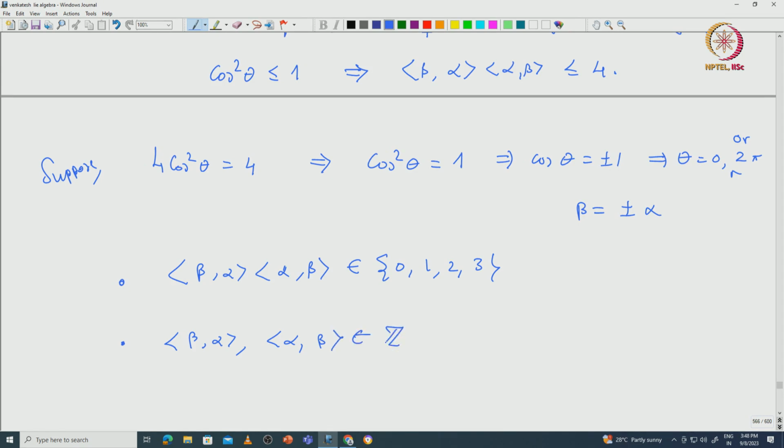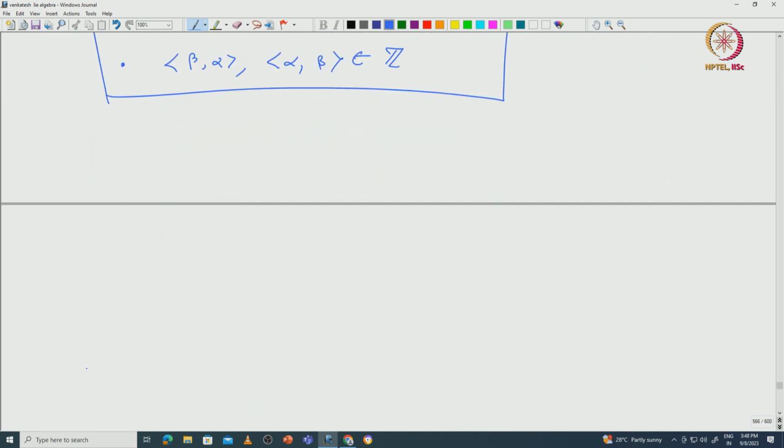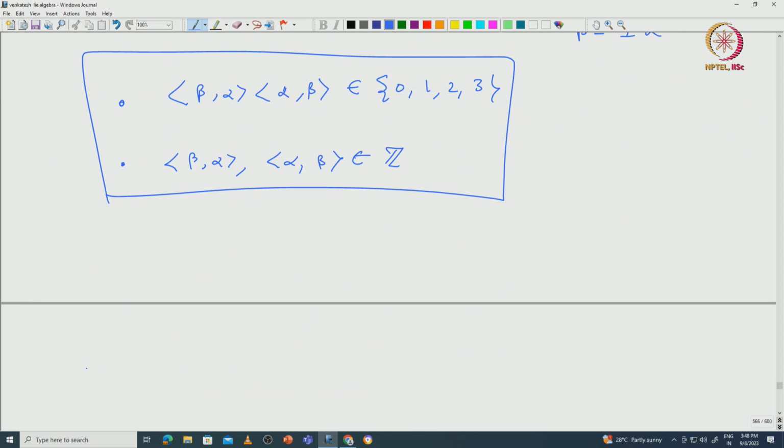So, they are integers. Now these two conditions put lots of restrictions on the possibilities of the angles (alpha, beta) and (beta, alpha). Let us see one by one and then make a table. Let us see what happens if the product hits 0, 1, 2 and 3. Since these numbers 0, 1, 2, 3 are all small numbers, their prime factorizations are trivial. From that we can conclude that the possibilities of the angle alpha beta and the angle beta alpha are all very limited.